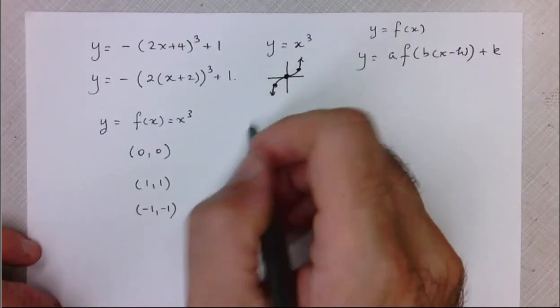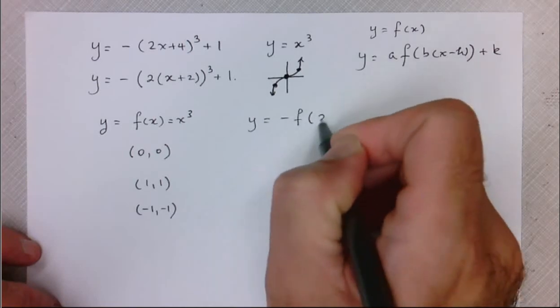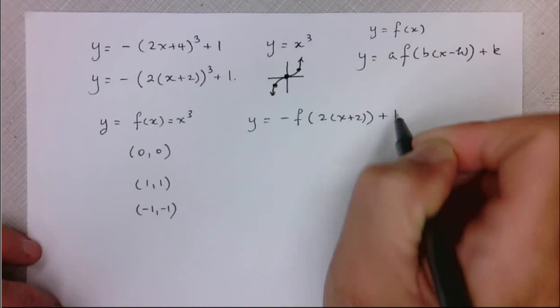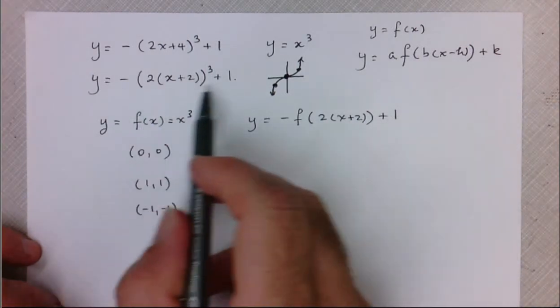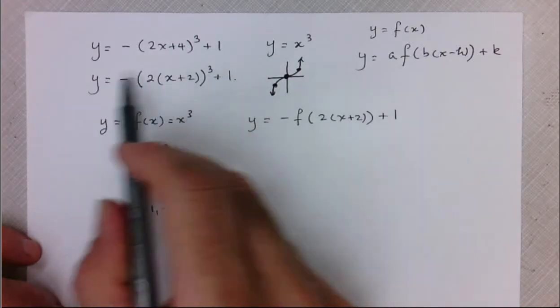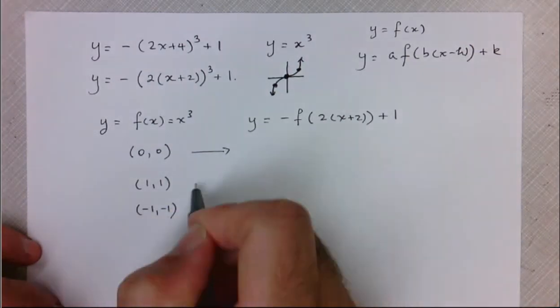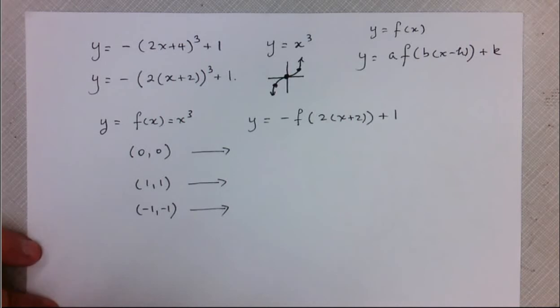Okay, and what I want to graph now is the function negative f at 2 times x plus 2, plus 1. Okay, so this is just another way of writing this function. I call this explicit form, and this is using function notation. Okay, so let's see how these are being transformed.